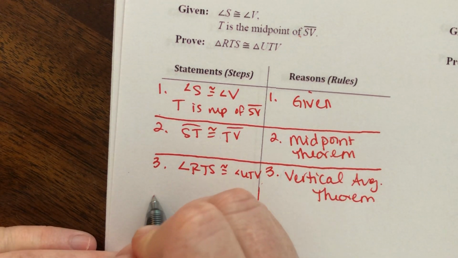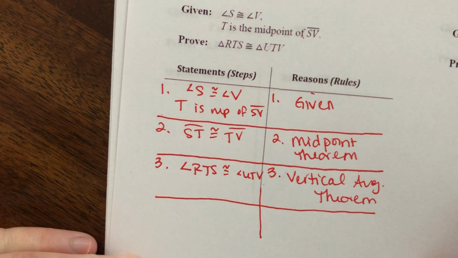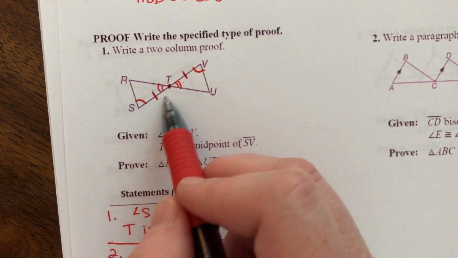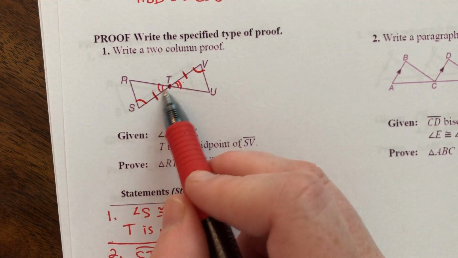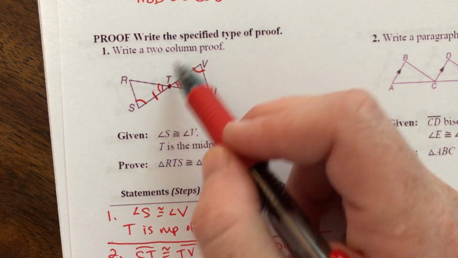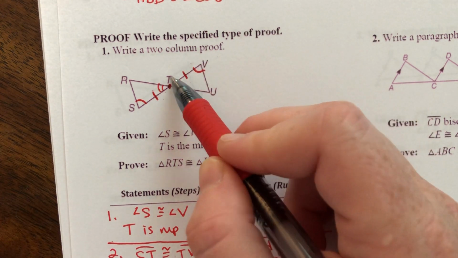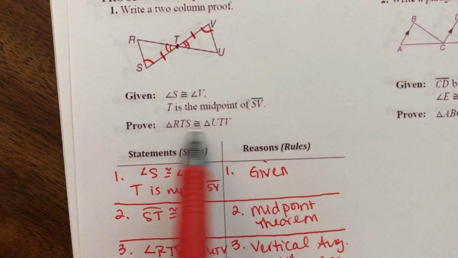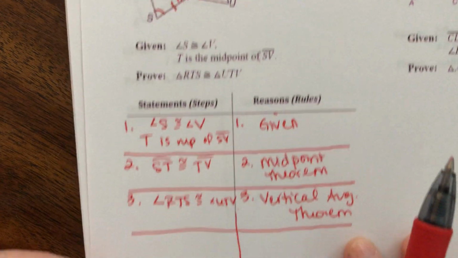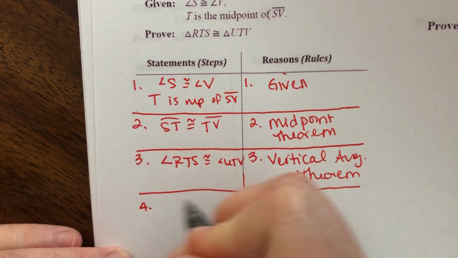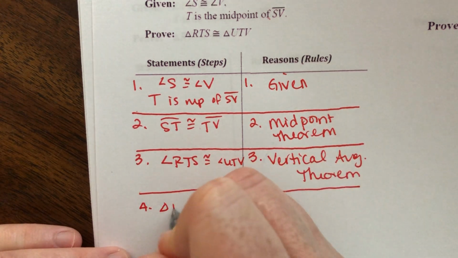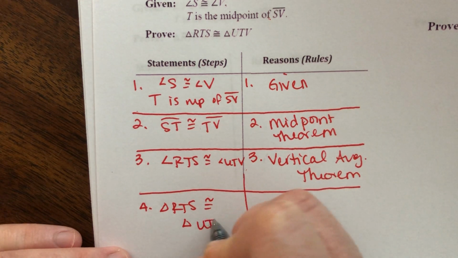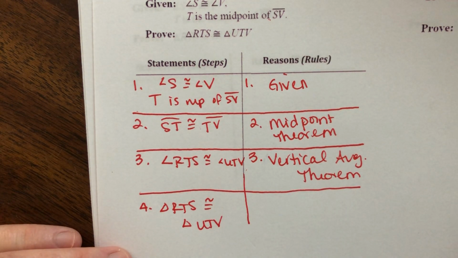Extend my line a little bit. Okay, so now if I look at my picture, sorry, that's kind of crooked. If I look at my picture here, I can see in this triangle, I've got angle, side, angle marked congruent. And in this triangle, I've got angle, side, angle marked congruent. So I can go ahead and say that my 2 triangles are congruent, like it tells me here, because of ASA. So step 4, triangle RTS is congruent to triangle UTV. I hate when I run out of room and I gotta stagger it like that.